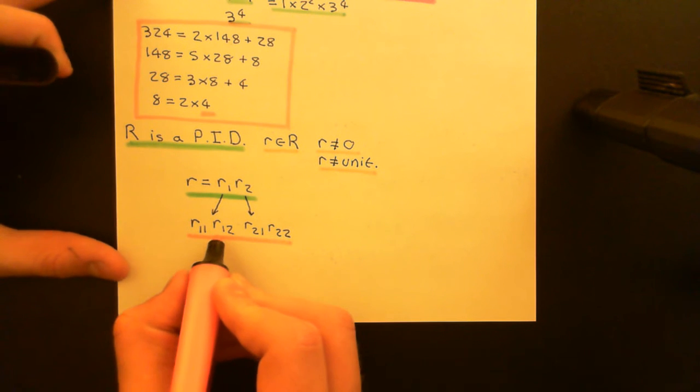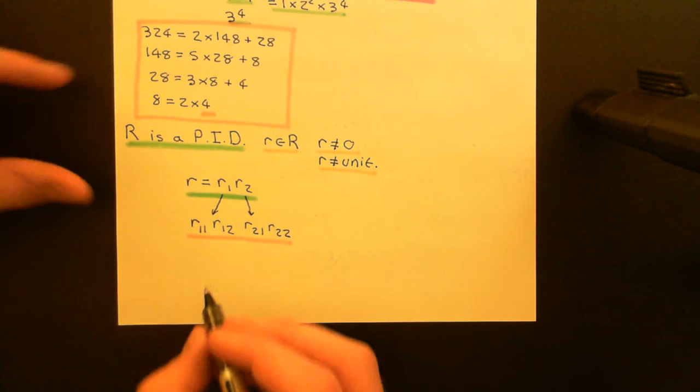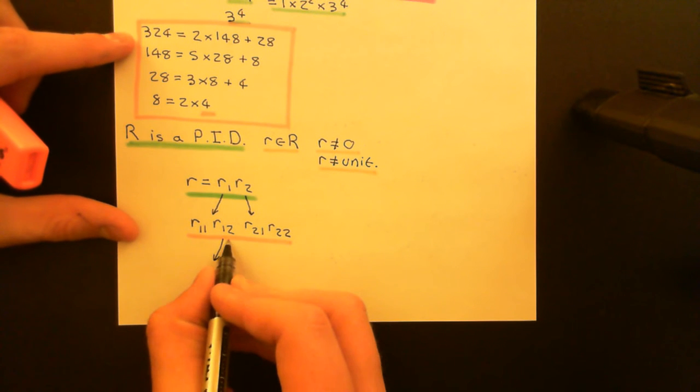Wherever one wasn't irreducible, you'd then break it up. So let's say quite a few of these were finally irreducible. So let's say R11 was irreducible, and R21 and R22 were irreducible. What you then have to do is break up R12.